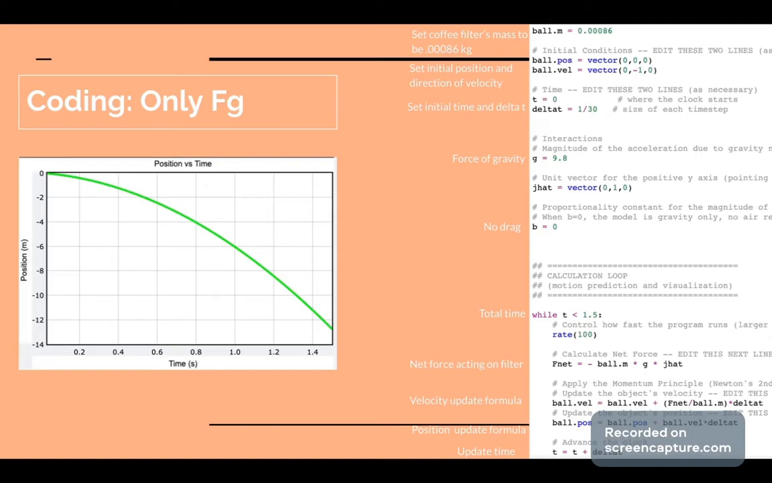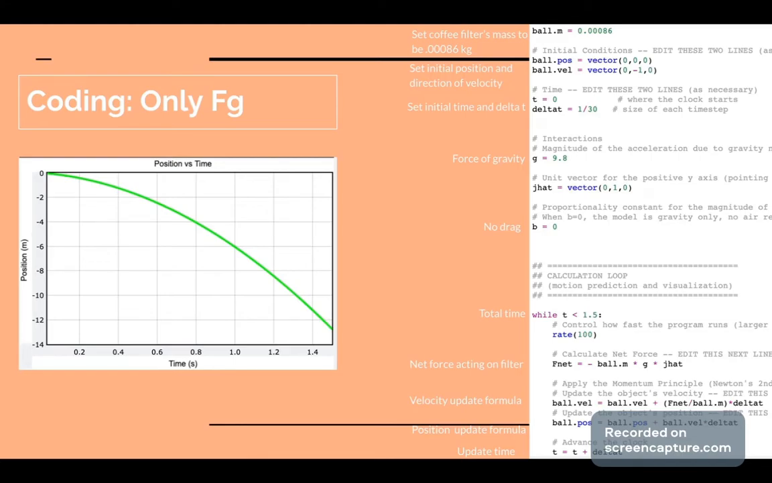The net force acting on the filter is equal to the mass times acceleration, or in this case, negative 9.8 times 0.00086 kilograms. Based on this calculated net force, the updated velocity can be calculated using the velocity update formula, which is the initial velocity plus the net force divided by the mass, all multiplied by delta t, which is 1/30th of a second in our case. Next, the updated position can be determined using the new velocity and the position update formula, which is the initial position plus the new velocity multiplied by delta t. Then t is increased by delta t, and the loop runs again as long as t is still less than 1.5 seconds.